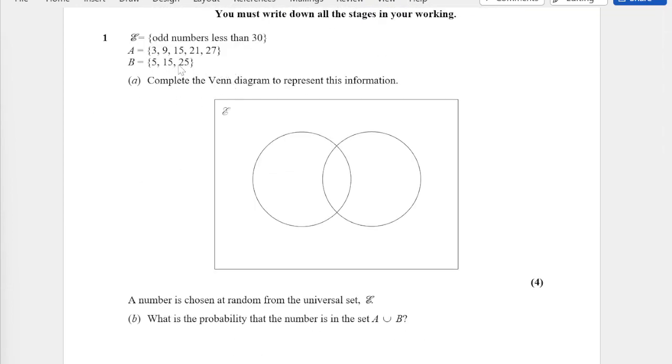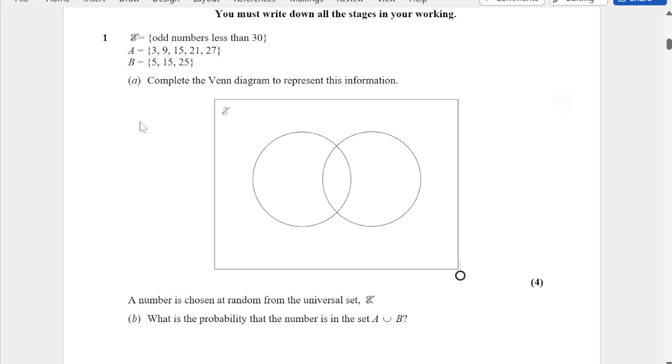Okay, question 1. That symbol stands for the universal set. The universal set of odd numbers less than 30. Set A is 3, 9, 15, 21, and 27. Set B is 5, 15, 25. Complete the Venn diagram to represent this information.